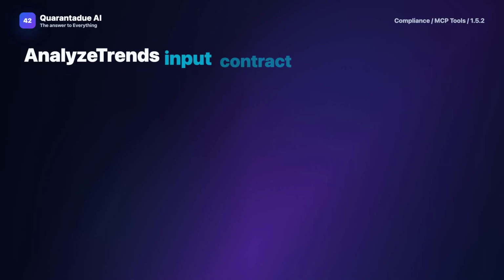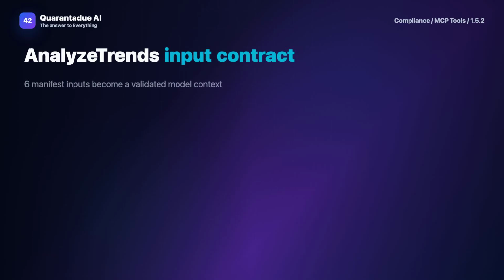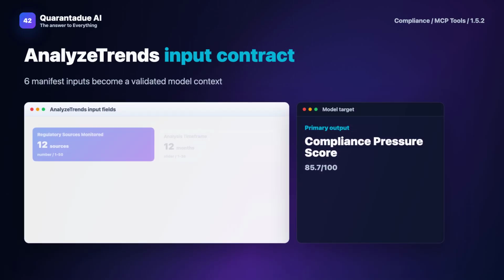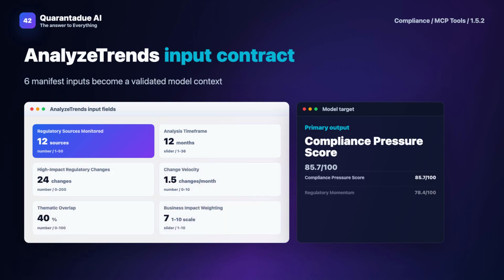Analyze Trends starts with a defined input contract. Typical inputs include regulatory sources monitored, analysis timeframe, high-impact regulatory changes, change velocity, and thematic overlap. Keeping these fields explicit reduces ambiguity and makes every run easier to audit.